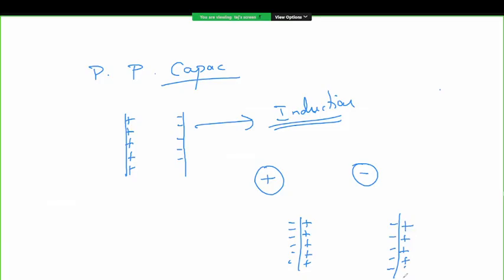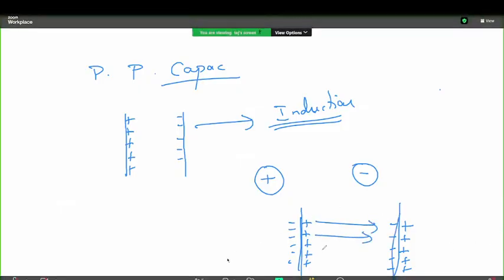Now you'll obviously wonder, will the outside charges also attract? We don't care about it. My only concern is the parallel plate capacitor, meaning whatever is happening between the parallel plates. I'm using the word between, not outside. So this is what happens here. So automatically there'll be some kind of attraction.